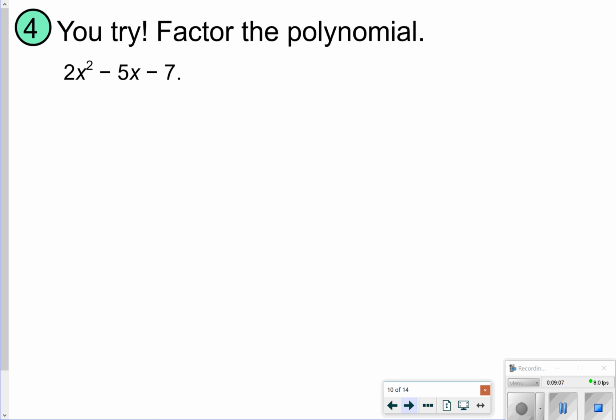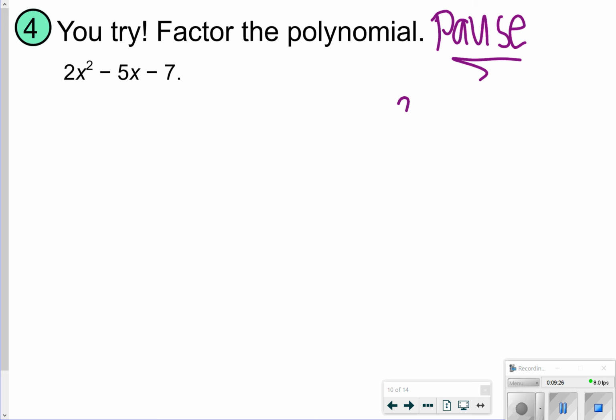Here's another one to try. Again, factoring out the polynomial, multiply the first and the last numbers, make the middle term be a sum of what you got for the first and last numbers, and then factor by grouping. So let's go ahead and pause here to try number 4 and click play when you're ready to check.